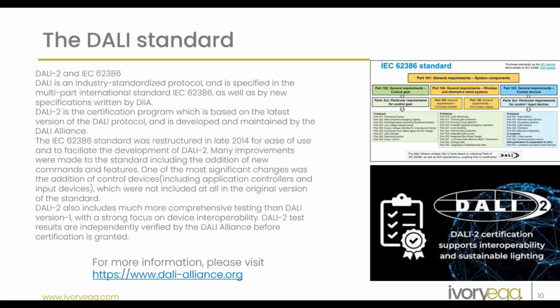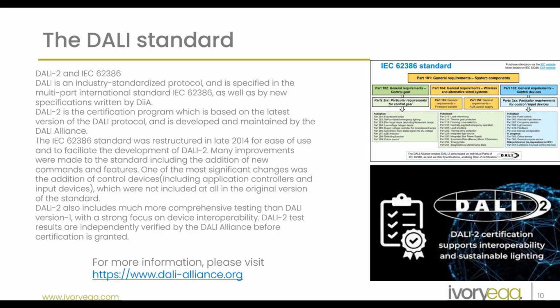The Dali standard. So Dali 2 is an industry standardized protocol and is specified in the multi-part international standard, as well as by the new specifications written by the Digital Alliance. Dali 2 is a certification program which is based on the latest versions of the Dali protocol and is developed and maintained by the Dali Alliance. The IEC standard was restructured in late 2014 for ease of use to facilitate the development of Dali 2. Many improvements were made to the standard, including additions of new commands and features.